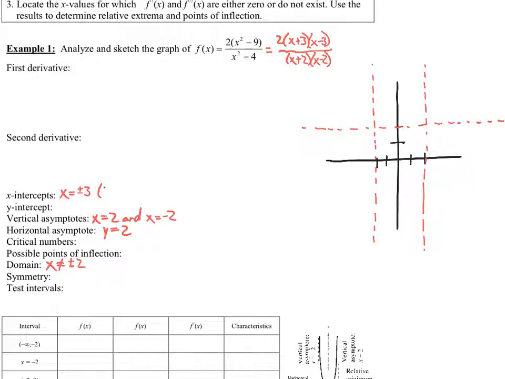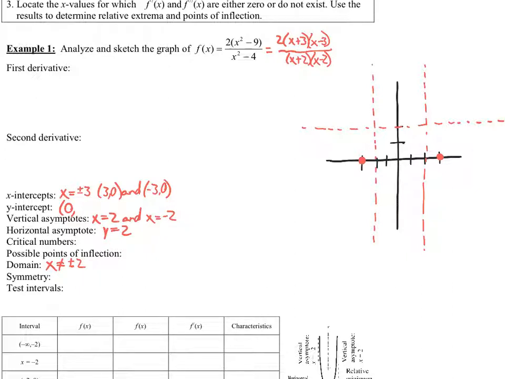All right, so (3, 0) and (-3, 0). I'm going to put those points on the graph here as well. So (3, 0), (-3, 0). Okay, those are the x-intercepts. How about the y-intercept? It's when x equals 0. So what do we get?